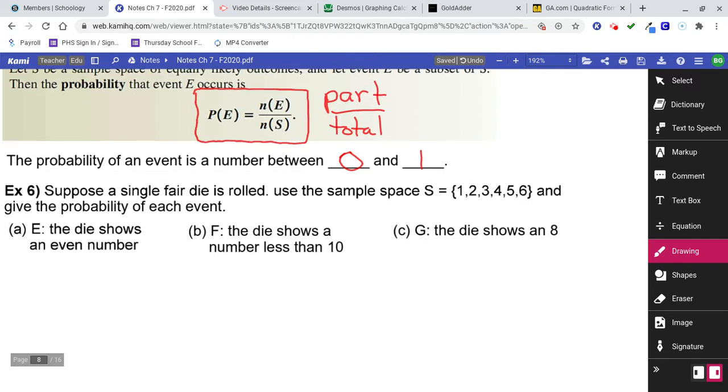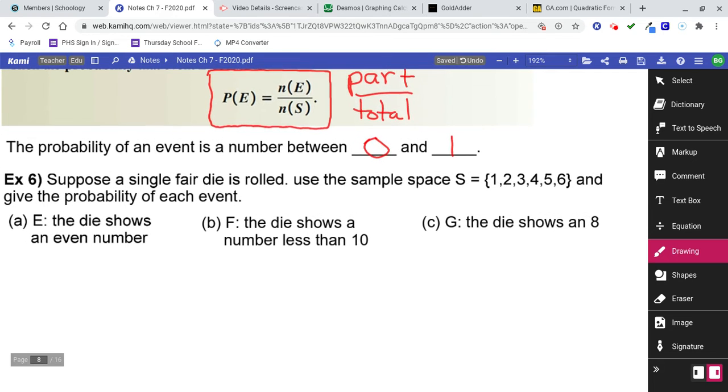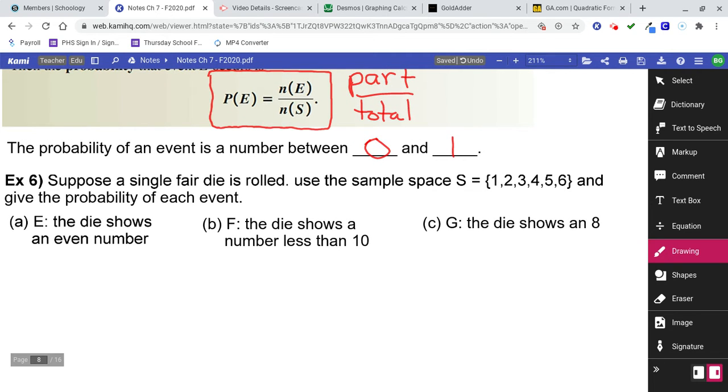Number 6. The probability of an event. Suppose a single fair die is rolled, use a sample space S equal 1, 2, 3, 4, 5, 6, and give the probability of each event. So part A says the die shows an even number. Let's look at this. The event for an even number is 2, 4, and 6.